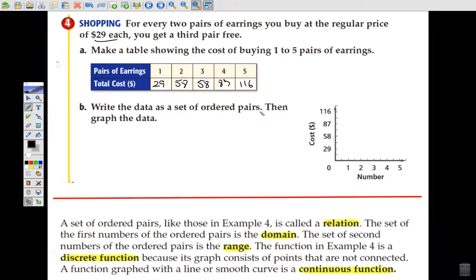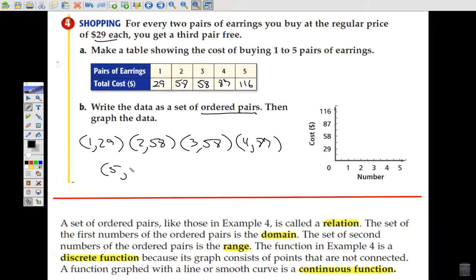So the question will be something like this. Write the data as a set of ordered pairs. We know what that is. Then graph the data. So we know that one of the coordinates will be 129. The other will be 258. The other will be 358. The next one will be 487. And then finally, you'll end up with 116.